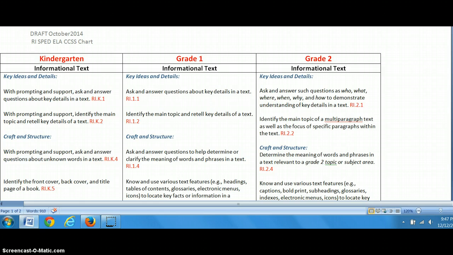I'm so excited to present to you a second grade lesson. Our focus for today under key ideas and details will be ask and answer such questions as who, what, where, when, why, and how to demonstrate understanding of key details in a text. If you have students who are performing at a kindergarten or grade 1 standard, the same standard under key ideas and details will also apply from this lesson.